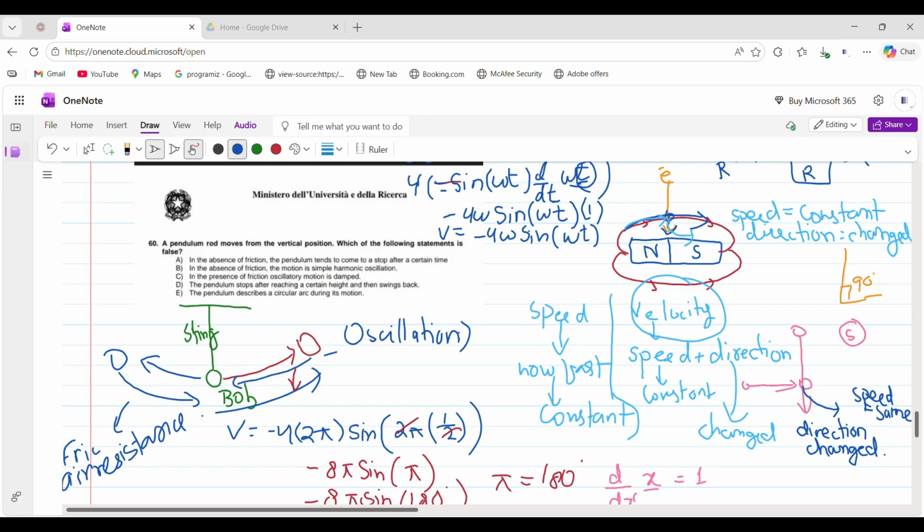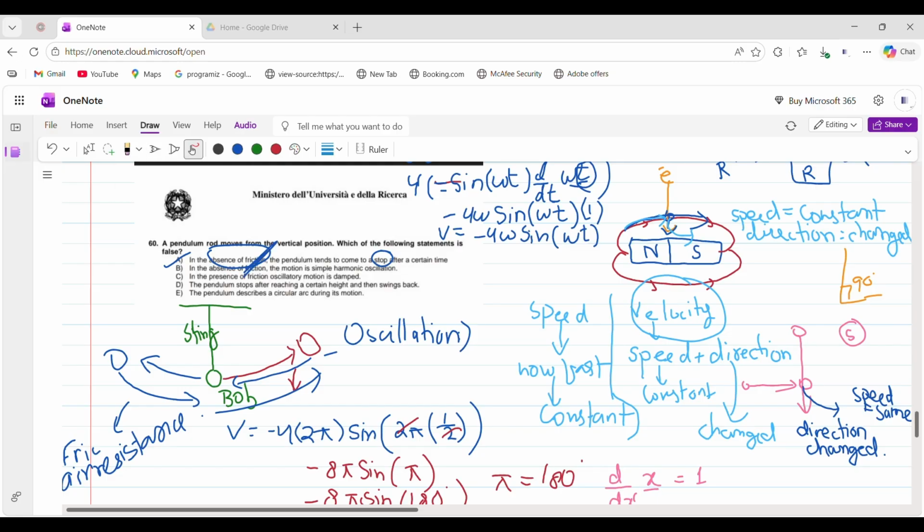Okay, if we read option A, we have to find our false statement. In the absence of friction, if the friction is absent, the bob will continue its motion, right? The statement says the pendulum tends to come to a stop after a certain time. No, it will not stop. It will continue its motion if friction is not there, if air resistance is not there, which means our option A is a wrong statement, and they asked us to find the wrong statement, which is option A.